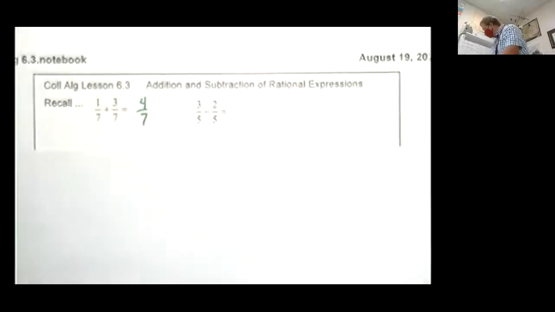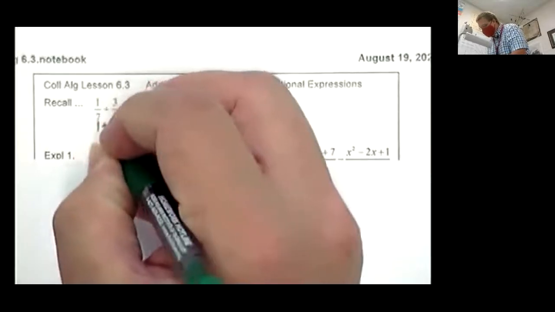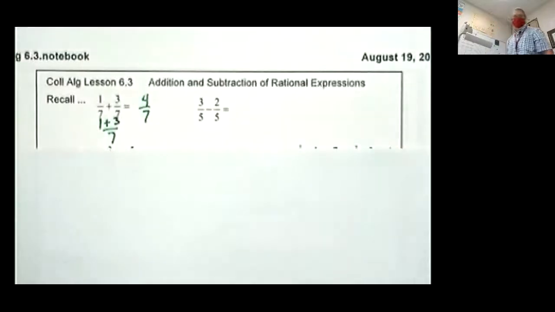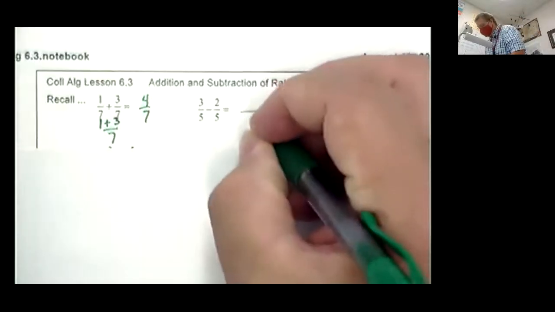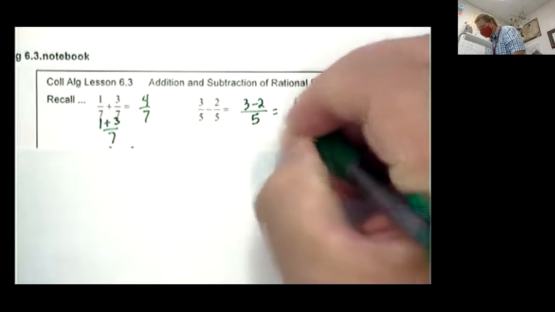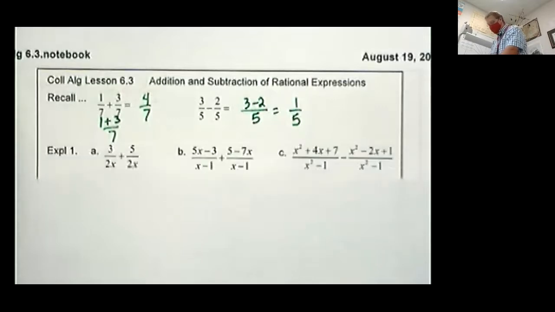I could actually rewrite this first one, which I should have done, as 7 over 1 plus 3. If they have the same denominator, we can rewrite the fraction with one denominator, 1 plus 3. Same thing on the second fraction. This becomes, because they have the same denominator, 3 minus 2 in the numerator, which is 1/5. We're going to use that same rule for adding and subtracting rational expressions with the same denominator.